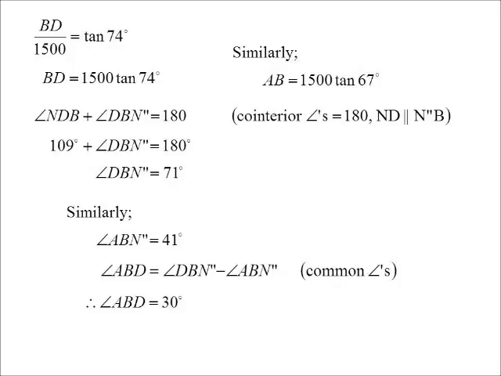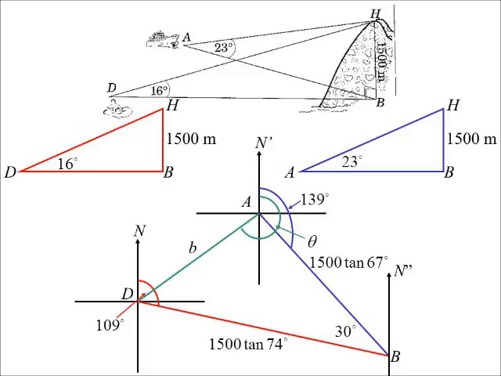And it should be 30 degrees. So, all right, we can now plot that in there. So we found ABN, co-interior angles. We found N, double dash BD, subtracted, gave us 30 degrees.